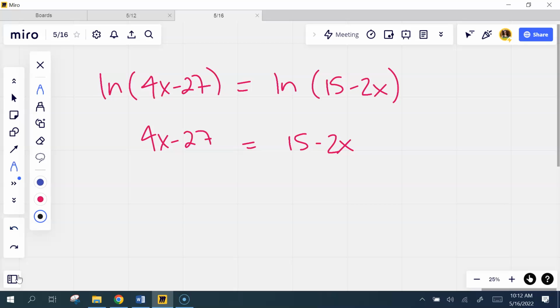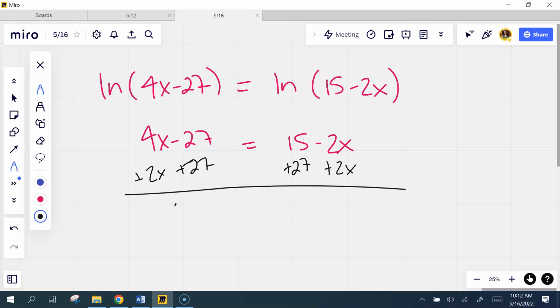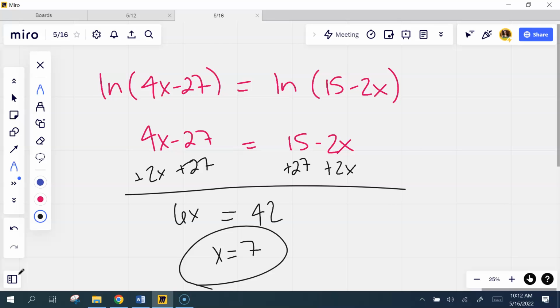Now this is an easy solve. What do you do? Well, that's fine. You can do that. If you plus 27, I need to add the 2. That's right. So I'd end up with 6x equals 42. So x is 7. Easy peasy.